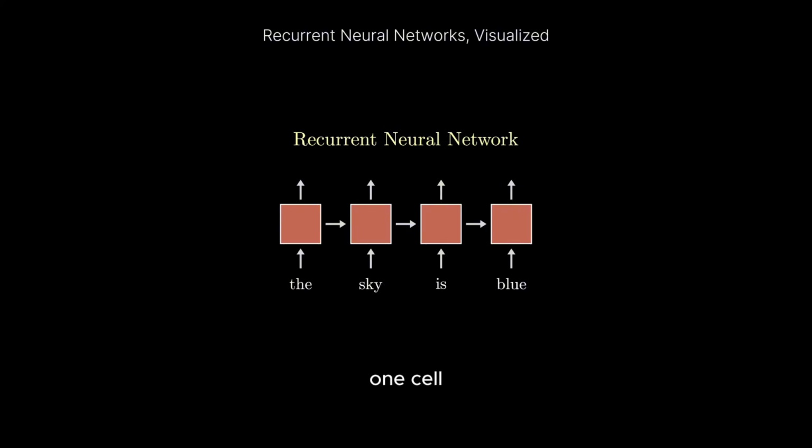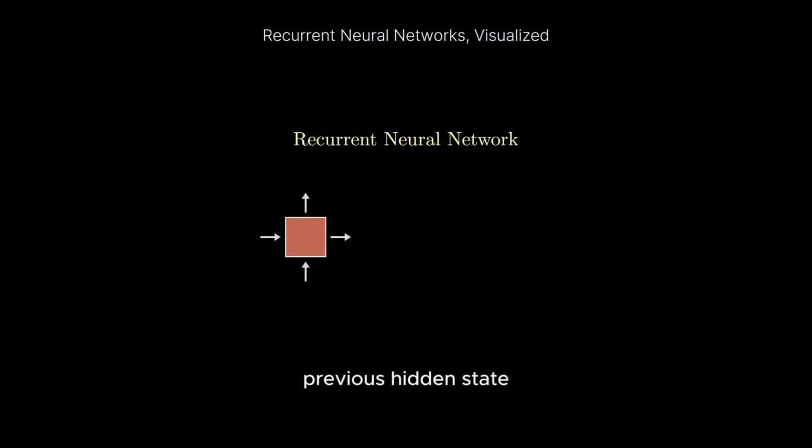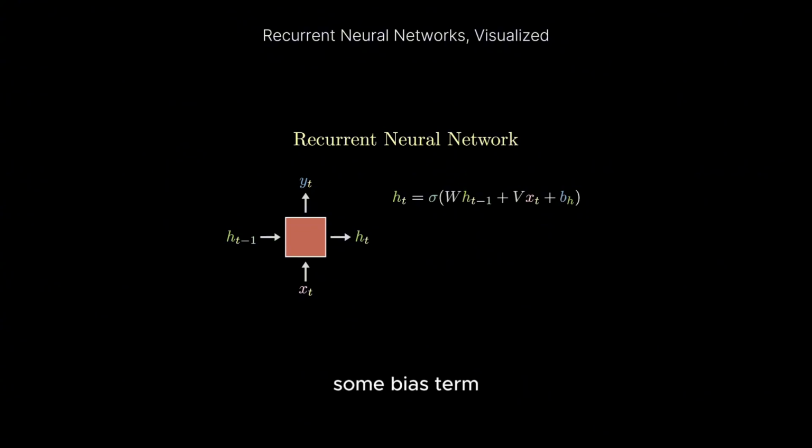Let's look at one cell. I'll call the previous hidden state ht-1, the input xt, and the output yt. We can compute ht as some transformation to ht-1 plus some transformation to xt plus some bias term, which is all passed through some nonlinear activation function. The idea here is I'm just combining all the features from the current input and the previous hidden state to get the next hidden state.